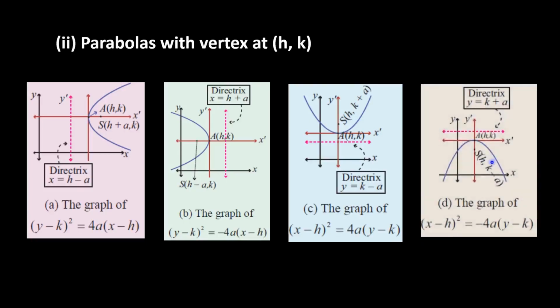Next one is open downwards. At that time the directrix equation is y equal to k plus a. Before, we saw only y equal to a. That a has to be replaced as k plus a. The equation of the graph is x minus h the whole square equal to minus 4a into y minus k. These four are the equations of the parabolas with the vertex at h, k.